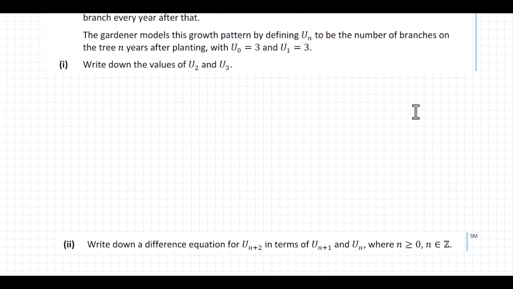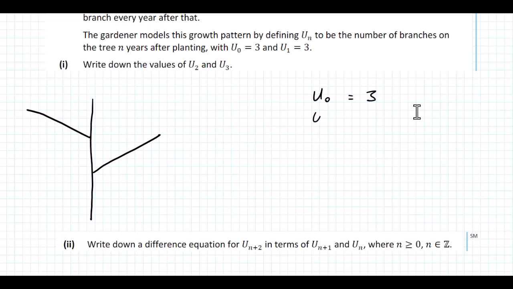So what I might do here is just draw the tree. Let's say we have a branch coming out here and a branch coming out here. So that gives us 1, 2, 3 branches. Now that's U_0. So at the beginning we have 3 branches. So after 1 year we'll still have 3 branches. So U_1 is equal to 3.